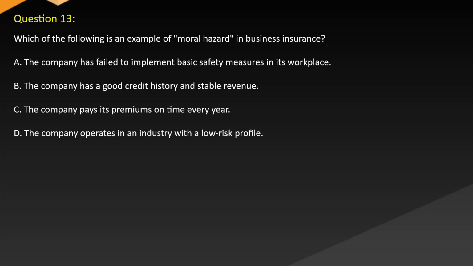Question 13. Which of the following is an example of moral hazard in business insurance? A. The company has failed to implement basic safety measures in its workplace. B. The company has a good credit history and stable revenue. C. The company pays its premiums on time every year. D. The company operates in an industry with a low-risk profile.